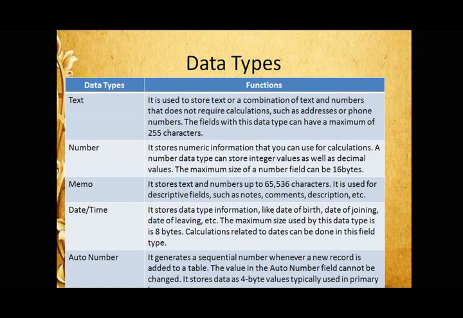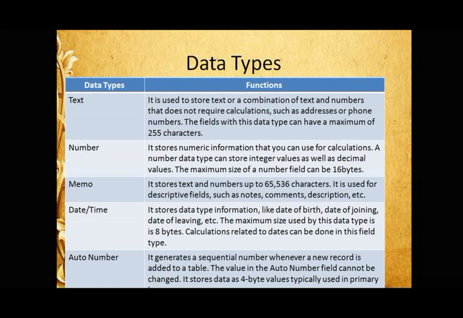Our next data type is number. Number is mainly used for calculation. You can write mobile number, marks, any kind of integer as well as decimal value. The maximum size of a number field is 16 bytes. So let us revise. In text we can write 255 characters, and in number we can store a field up to 16 bytes.